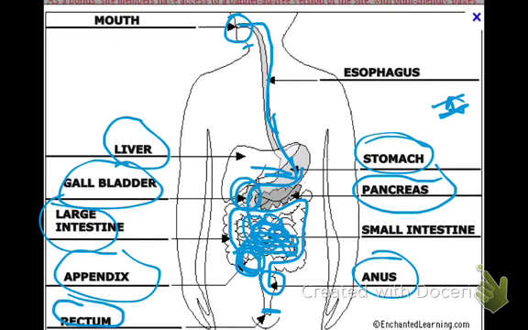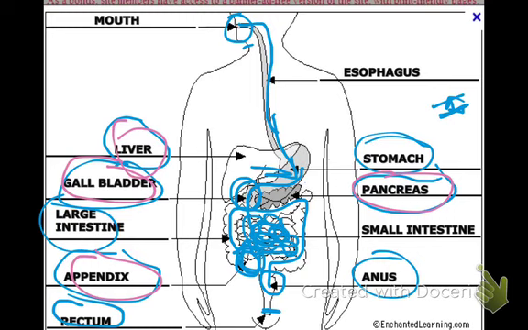Okay, so food does not travel to the pancreas or the gallbladder or the liver or the appendix. Food doesn't go there. Those are called accessory organs. They help with digestion, but food does not actually go there.